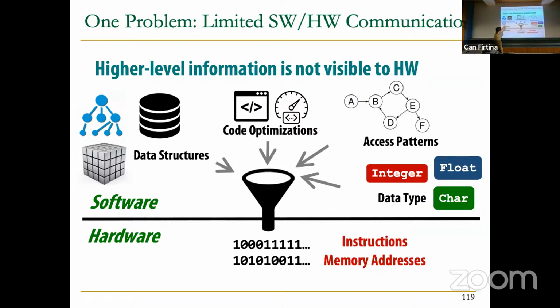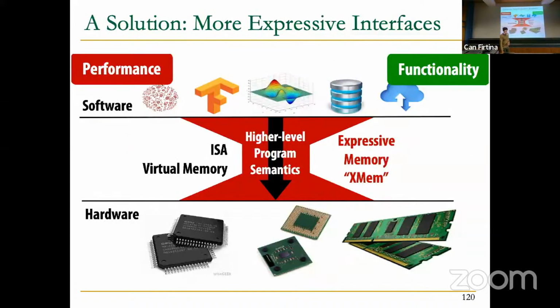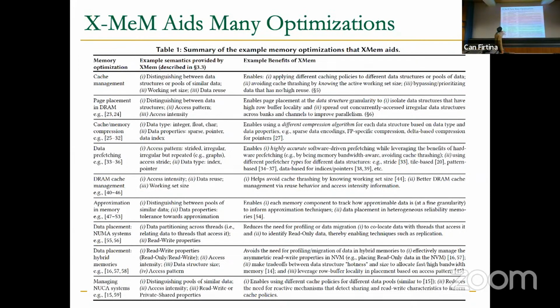You have different data structures, code optimizations, access patterns, data types in your program. You know your program. You can somehow provide that information to the hardware in order for the hardware to be more efficient. And here you have another view of more or less the same thing. And these are some example optimizations that can be enabled, or could at least be activated using XMem. And in this paper, we show how to do that.